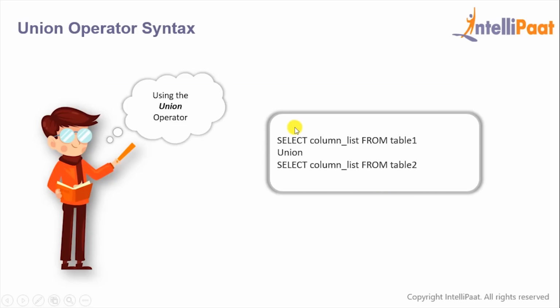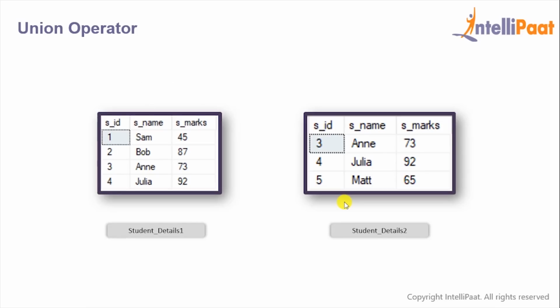And this is the syntax for the union operator. We'll give the first select statement. After that, we'll give the union operator. Following which, we'll give the second select statement. Now, you also need to keep in mind that the number and order of columns must be the same in both the select queries. And we'll be implementing the union operator on these two tables.